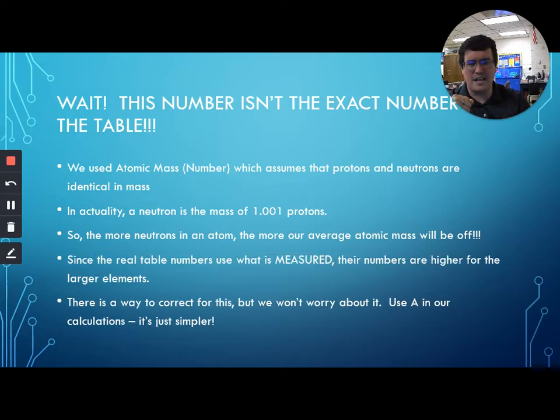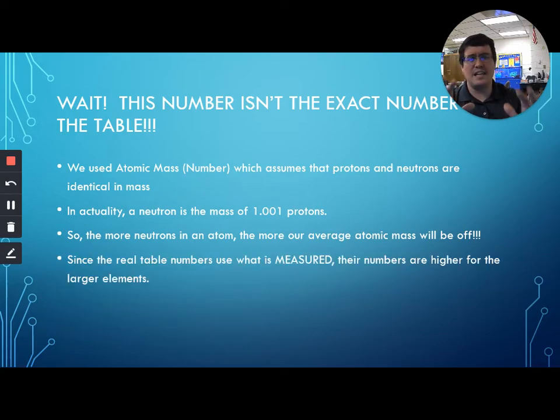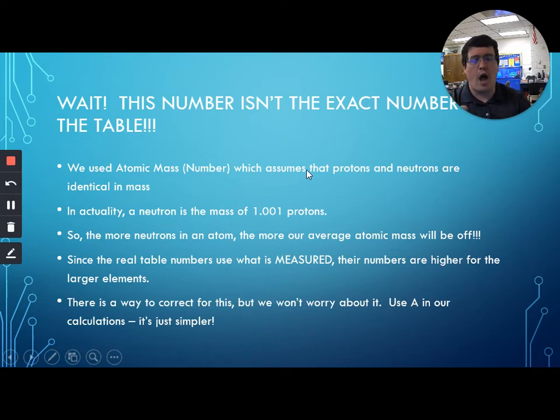We're not going to worry about that in this class, though. We're just going to accept that what the table says is real, and the reason that's real is because the number they actually measure includes that mass deviation. Really weird stuff. We're not worried about that. I just want you to be able to use the calculation. So we're just going to use A in our calculations for this class, because you're already in chemistry. Why make your life more difficult? So now you can calculate average atomic mass, and now you can move on to the average atomic mass homework that is assigned.